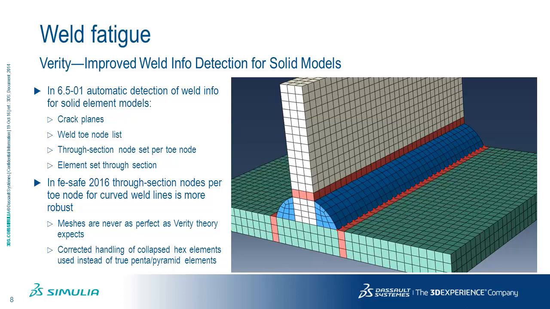The Verity method requires quite a bit of information for each weld, and in our earlier releases, you had to enter all of that information. You had to enter these red elements here, the nodes along there in the dots, and you had to give the starting element and the starting node and so forth. What we do now with what we call our weld finder capability is you actually just give the blue elements, the filler material, and then we will find all that other information automatically.